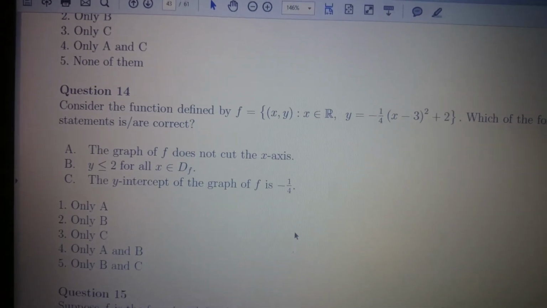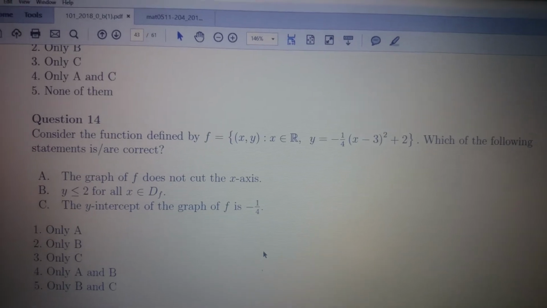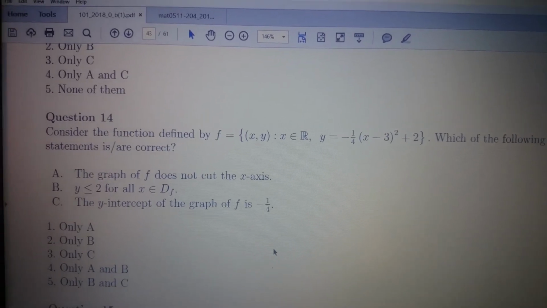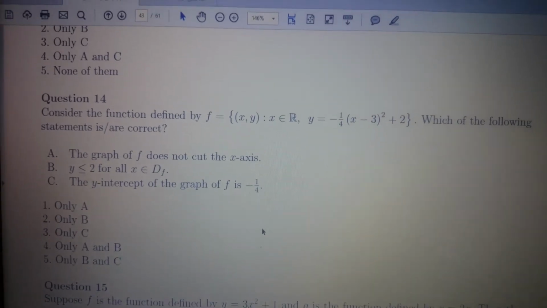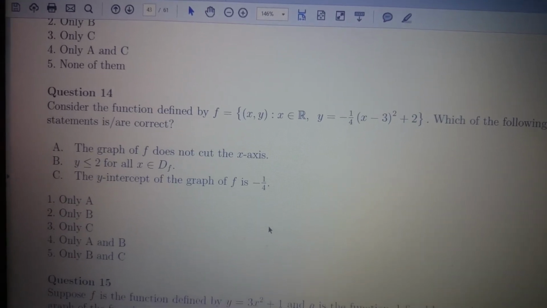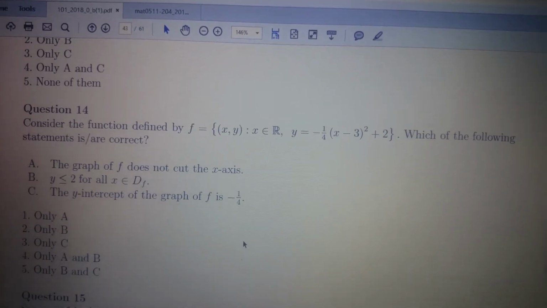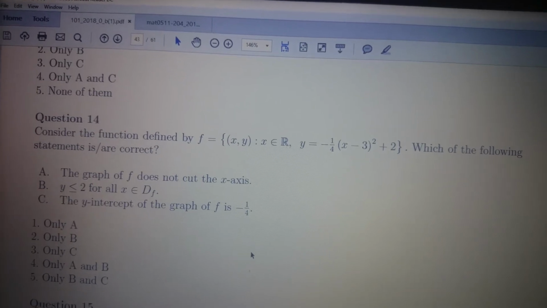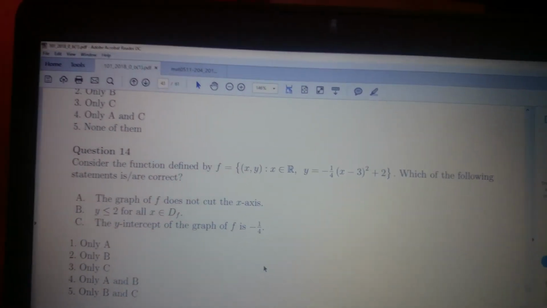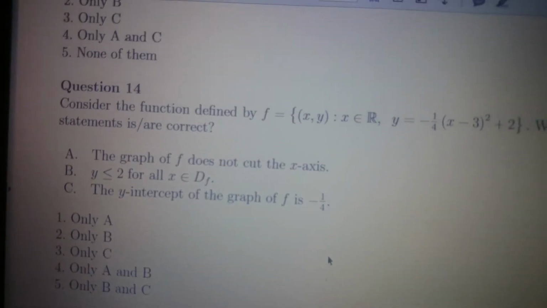All right, so that's question 14. Question 14, just like you can see there, says: consider the function defined by {(x, y): x a real number}, where y equals -1/4 (x minus 3) squared plus 2. Which of the following statements is true? They give a lot of statements there, so let's go to the solution.